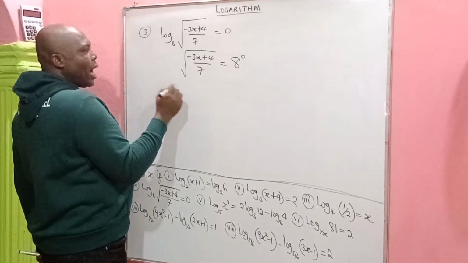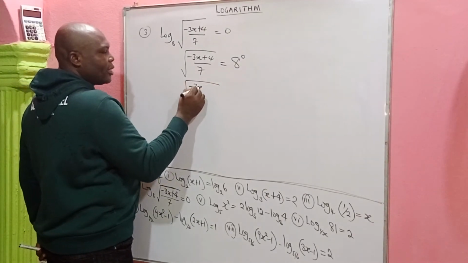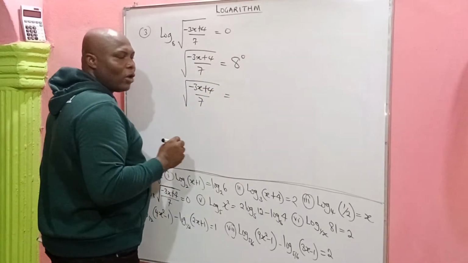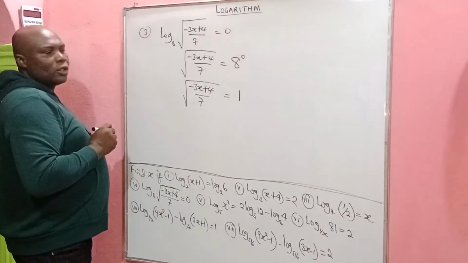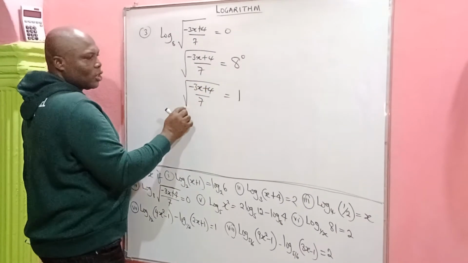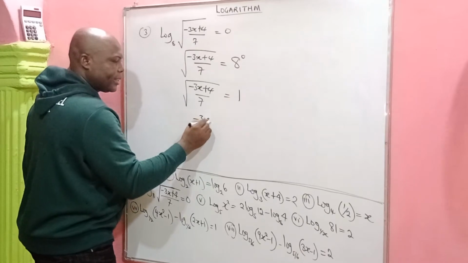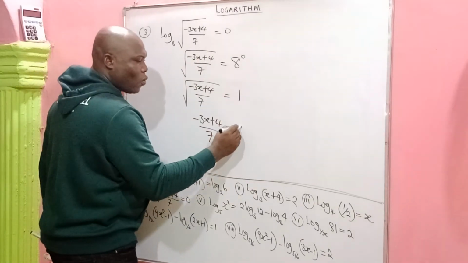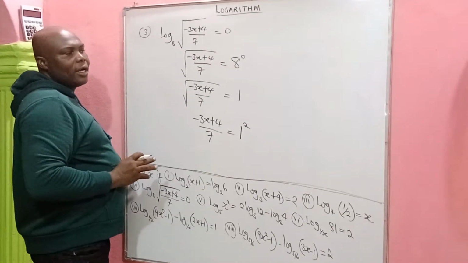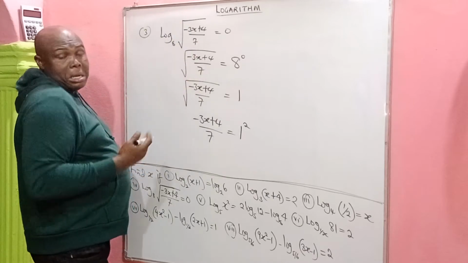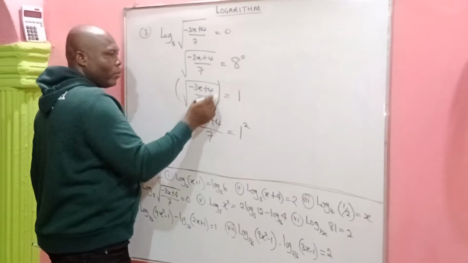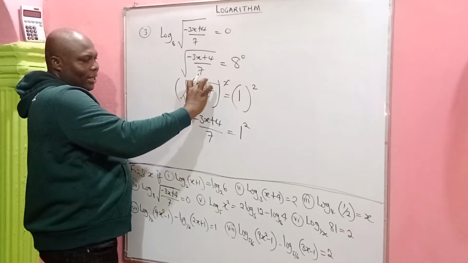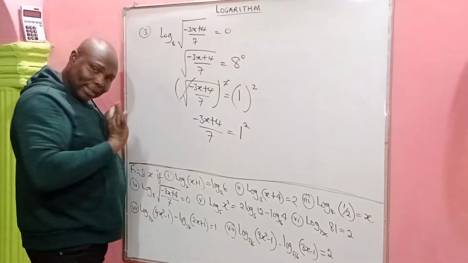So we now have the square root of (minus 3x plus 4) all over 7 is equal to 8 raised to the power of 0. By one of the laws of indices, anything raised to the power of 0 gives us 1. So we keep all this and the square root walks away. The square root crosses to become a square of whatever is on the other side, so we take the square of both sides. That square cancels the square root, so you only have this left, and then 1 squared, which is just the same thing.